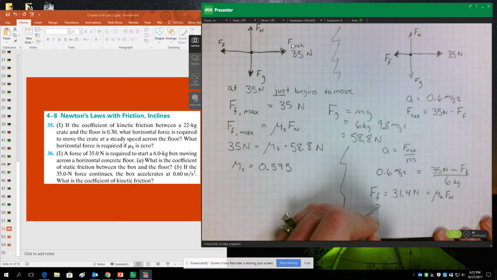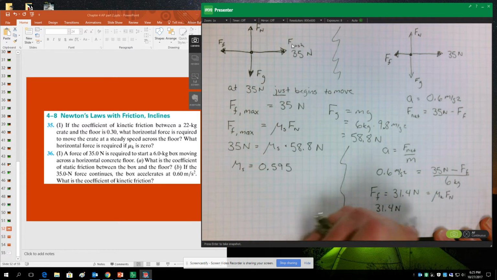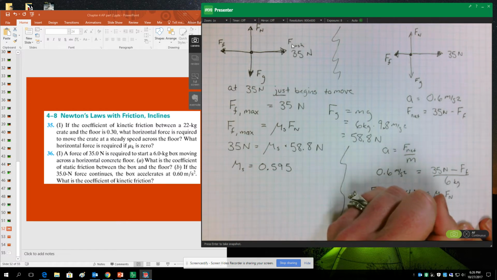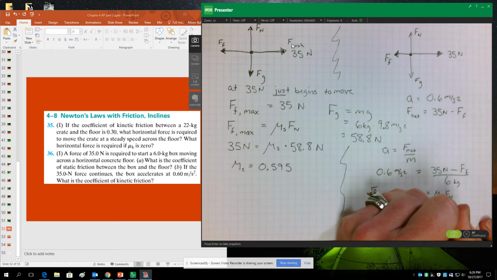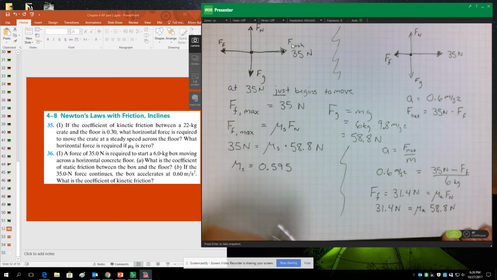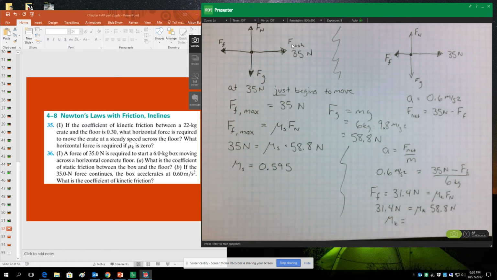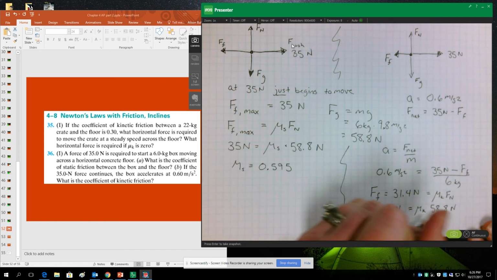So I'm saying that that 31.4 newtons of friction comes about because we have a coefficient of kinetic friction multiplied by the normal force, which is still 58.8 newtons. I divide both sides by 58.8, and I find that the coefficient of kinetic friction is 0.534.